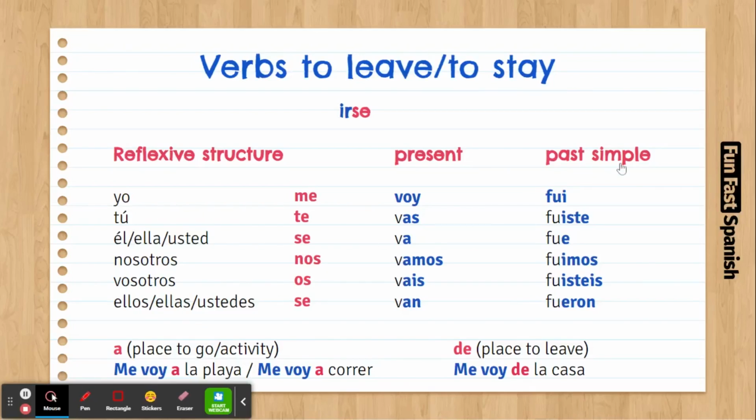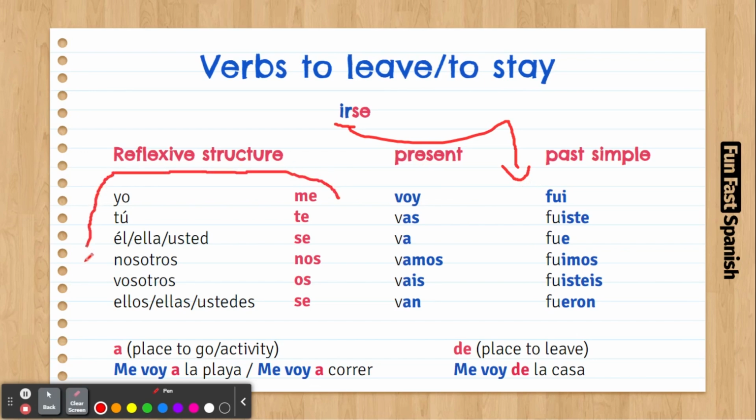So, as you can see, the difference between reflexive verbs in present tense and past tense is that you have to conjugate the verb in past tense. That's it. So, in this case, the verb ir has to be conjugated in past tense. The rest is exactly the same thing. The reflexive structure remains exactly the same. So the only difference is the conjugation of this verb in past tense.